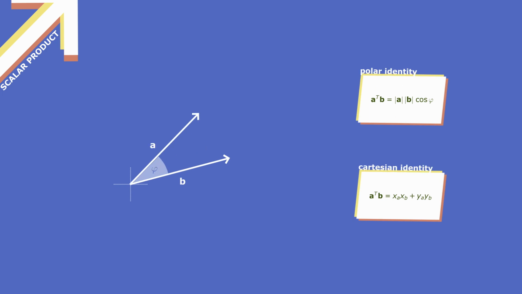The scalar product comes in two versions. One is the polar identity, which relates the vectors directly to the angle. The other is the Cartesian identity. It performs a very simple multiply-add operation on the components of the vectors. Together, these equations can be used to figure out a lot of useful properties. Note that the result of this operation is in both cases a scalar value.